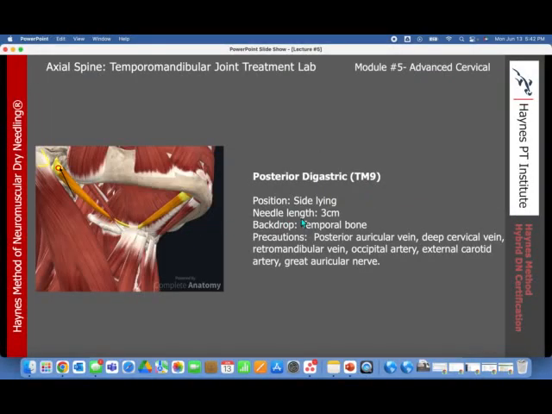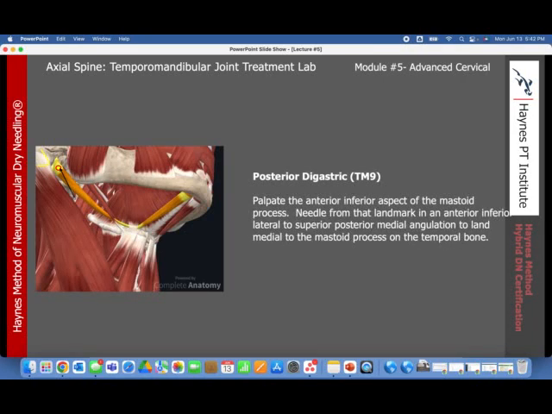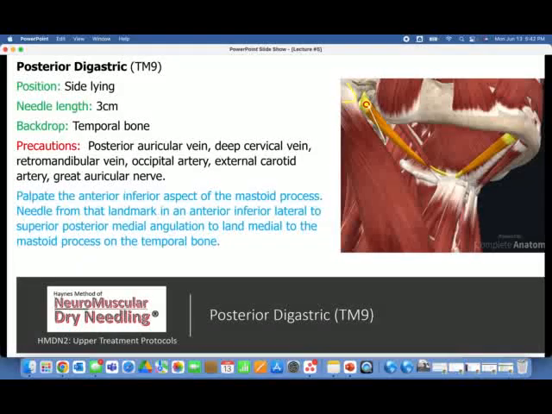All right, now we'll do the digastrics. Clinically, probably not involved that very often, but they are one of the muscles involved with mastication, so we do include that here. We'll look at both the posterior and the anterior.